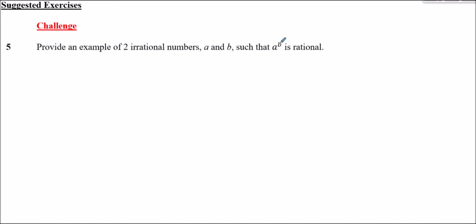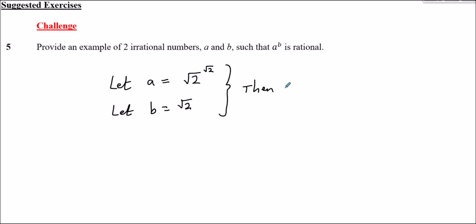So the clue here is we're talking about powers. Okay, so my suggestion would be to let a equal root 2 to the power of root 2. So that's definitely irrational. Then the trick here would be to let b equal root 2. And if you do that, then a to the power b would be root 2 to the power of root 2, all to the power of root 2.